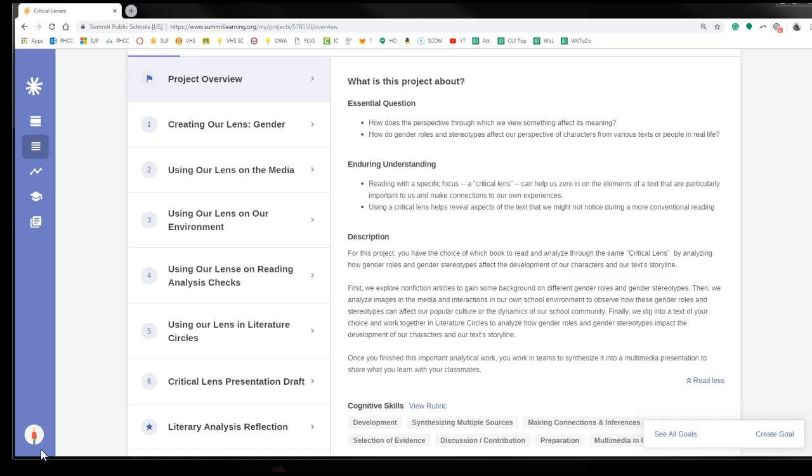And within that, although we don't know it, there are unwritten rules as to how men and women are supposed to react. So again, that's what we're going to take a look at. First things first, you're going to look at a couple of articles and find some background information about gender roles and how they've changed over the years. Then we're going to dig into the text of the book that you're reading, and we're going to work together in those literature circles to share those ideas.